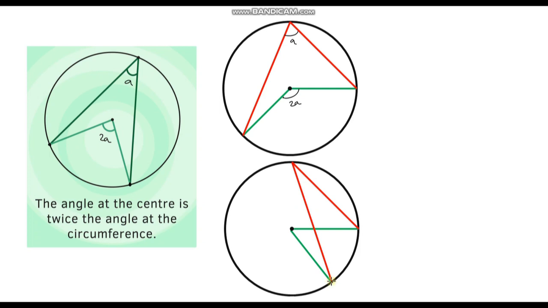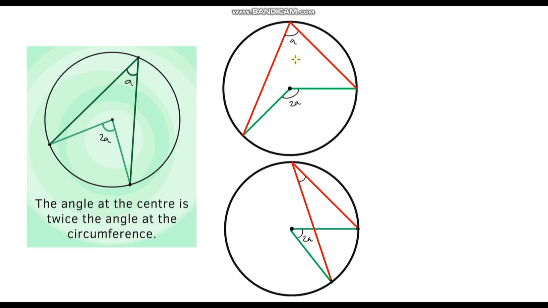Notice both the angles are formed from the same 2 points on our circumference. This is the angle at the center, so that is going to be 2A, and this is the angle at the circumference, so that's going to be A. So for this particular one, I'm going to prove it twice just because they look slightly different.